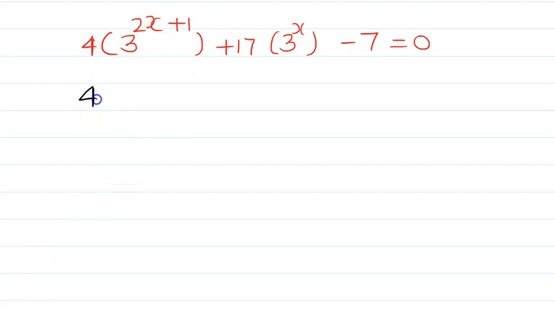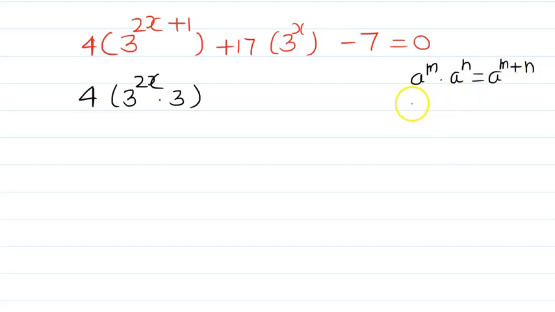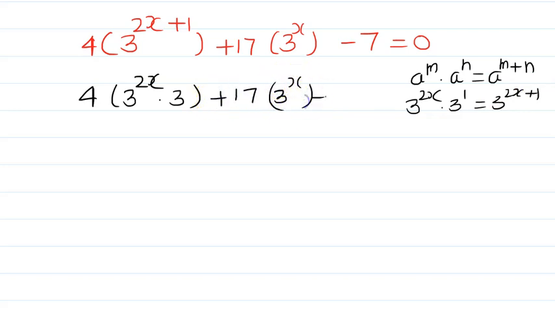So it is 4 times 3 to the power 2x, you can write down 3 to the power 2x times 3. Question comes why? Because we know a to the power m times a to the power n, you can write down a to the power m plus n. So 3 to the power 2x times 3 to the power 1, you can write down 3 to the power 2x plus 1. So similarly here is 17 times 3 to the power x minus 7 equal to 0.